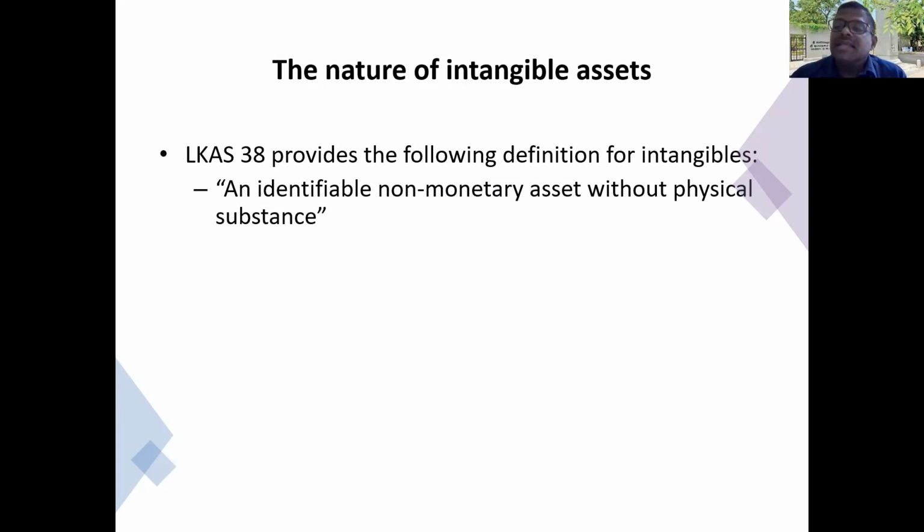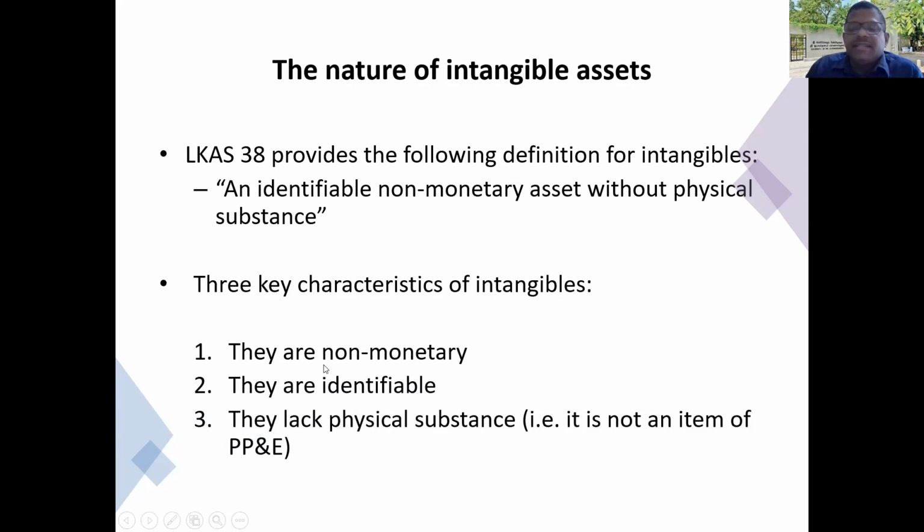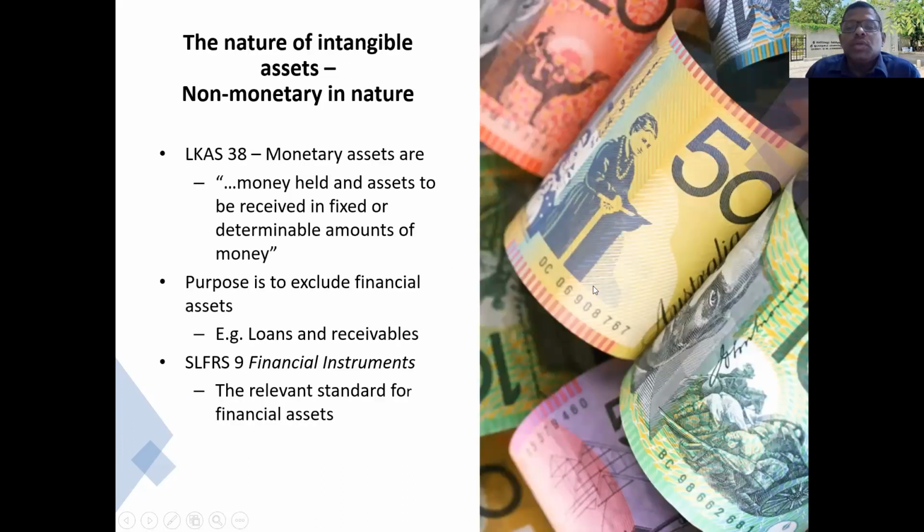But we can say an identifiable, non-monetary asset. So you can identify it with your entity, or you can identify it with reference to a particular agreement. So you can sell it separately, the intangibles, like selling a machine. The key characteristics are very clear, I think: non-monetary, identifiable, lack of physical substance. Then we will move on to the next slide.